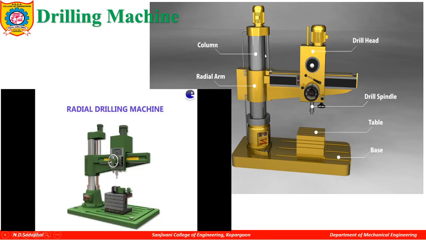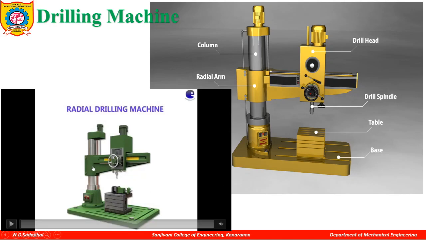So you can see the different parts of the drilling machine. This vertical part is called the column of the machine. This horizontal part is called the radial arm. On this arm, this vertical part is the drill head, and at the end of the drill head a drill spindle is there, in which a drill is mounted. Below that a table is there on which a workpiece is placed and you can do the operation, and all these parts are mounted on the base. This is the base of the drilling machine.